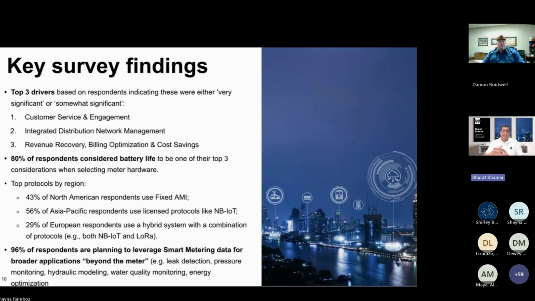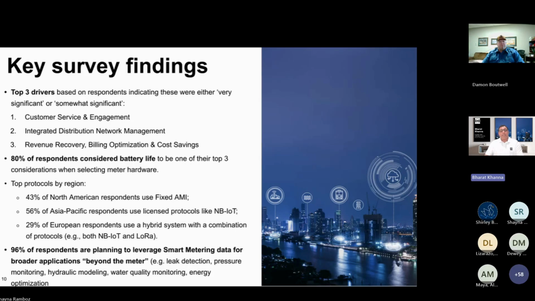Here's some interesting stats and figures. So the top three drivers, this is the feedback again from the water utilities, why they want to, what is their priority, which will make a significant or somewhat significant difference if they have to implement AMI. The top three were the customer focus, that is customer service and engagement. The second one was integrated distribution network management, and the last one, revenue recovery, billing, and how they can do cost saving. So these were the top three themes which we looked at.